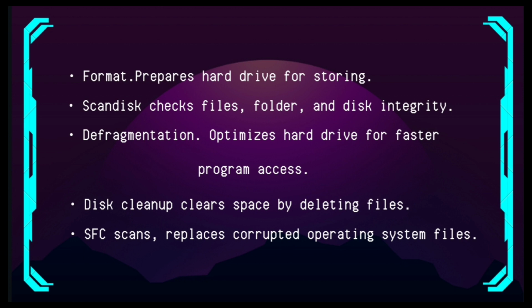Third is defragmentation. This optimizes space on a hard drive to allow faster access to programs and data. Fourth is disk cleanup. This clears space on a hard drive by searching for files that can be safely deleted. And lastly is System File Checker, also known as SFC. It is a command line tool that scans the operating system's critical files and replaces files that are corrupted.